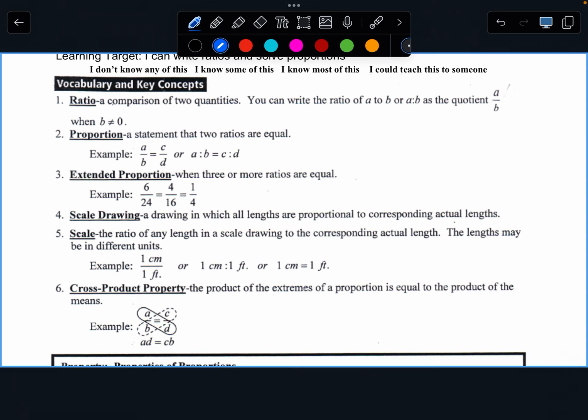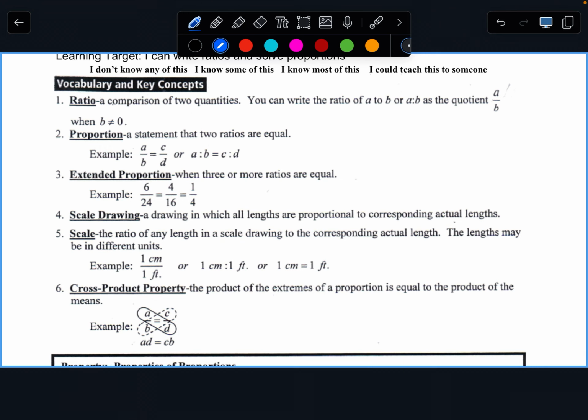Boys and girls, you usually hear about a ratio for things like college campuses. A proportion is a statement of two ratios being equal. Extended just means you have more than one or more than two. Scale drawing is like what you do on a map. It's not the actual world, shockingly.